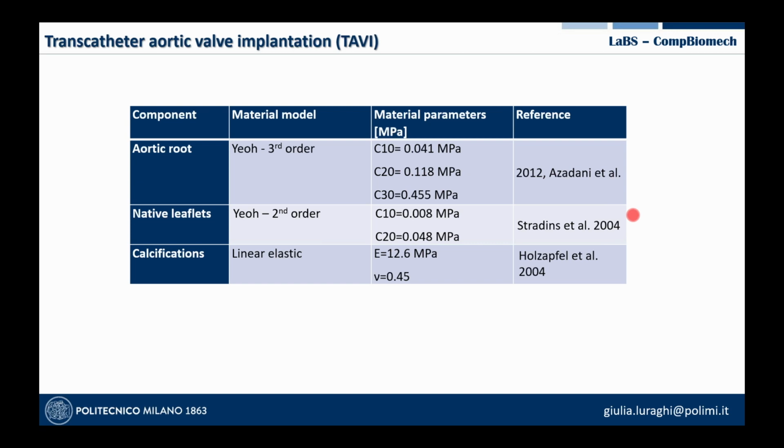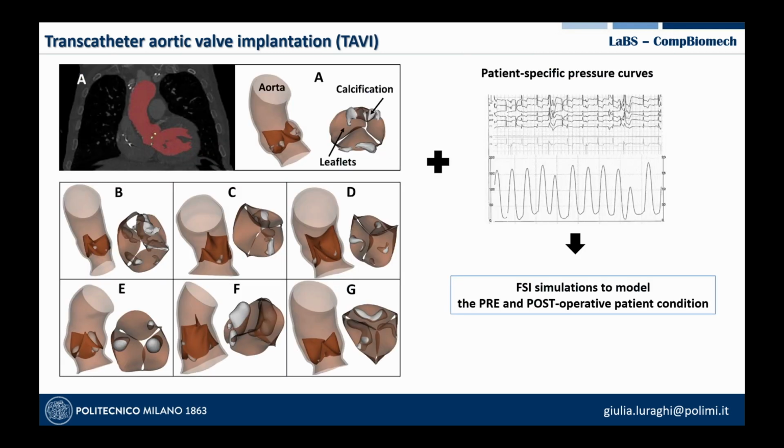This table is how we model the different materials. We use hyperelastic materials for both aorta and the native leaflets, and linear elastic material for calcification. You can see the reference here. So we did this procedure to build different patient-specific models with different morphologies and different patterns of calcifications.